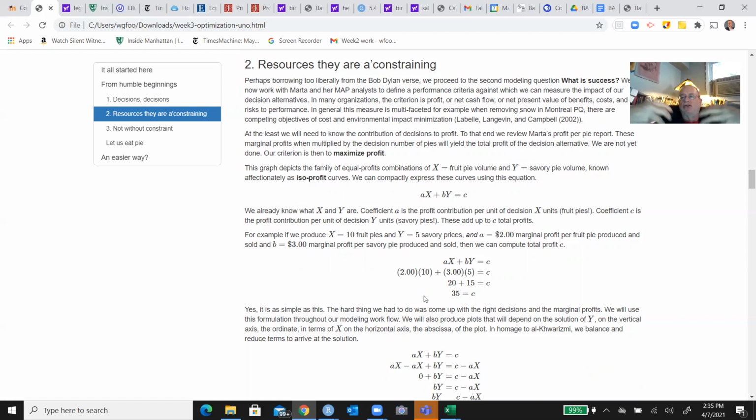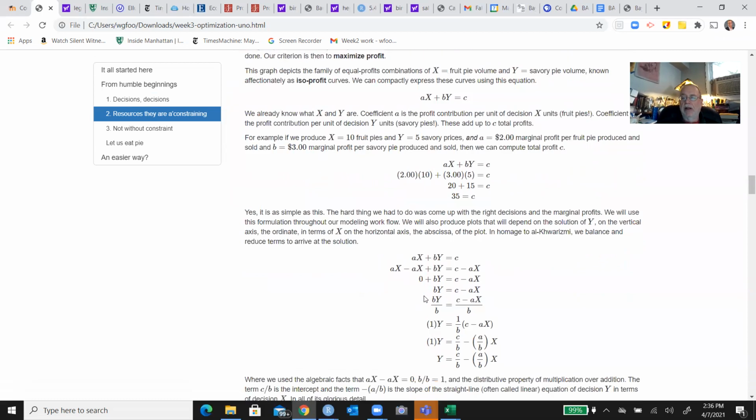I go into a whole spiel here, please read it, on how to formulate all of our equations. X is fruit, Y is savory, number of pies. They're all going to be linear equations like this. First order polynomials, X to the first power, Y to the first power. And we're going to have some sort of simple expression. What we do is we can, and here's an example of marginal costs and marginal profits and so on.